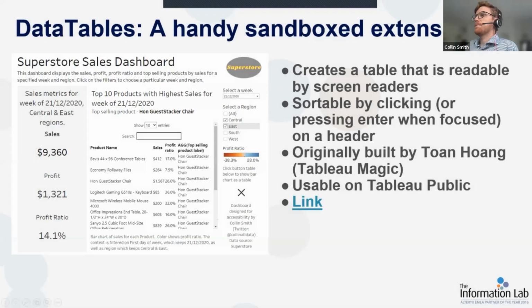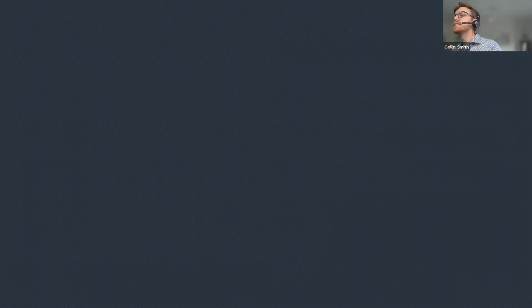One extension that I really like is data tables. And Sophie will drop the link in the chat for this. This is originally built by Ton Huang, who runs the exceptional Tableau Magic blog. It's sandboxed by Tableau, so you can also use it on Tableau Public. This creates a table, which you can see here in the middle, that is much easier to interact with for someone who is using keyboard controls. So you can basically turn any of your charts into a data table instead. You can sort it by any of these different field names, and you can navigate around that table much more easily to view or hear the values in it.